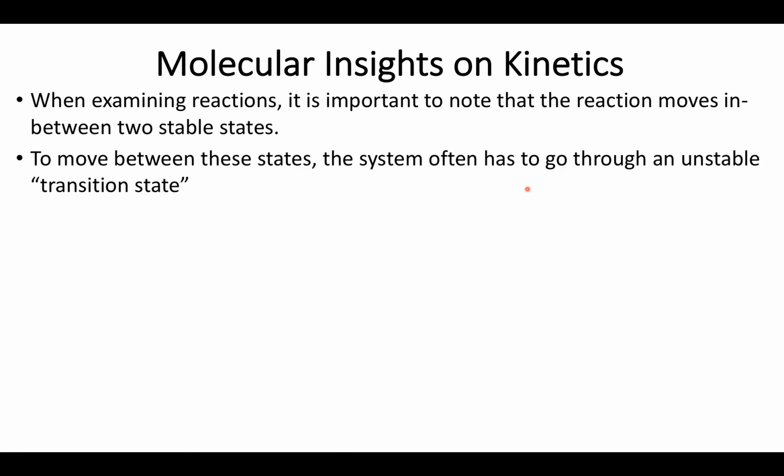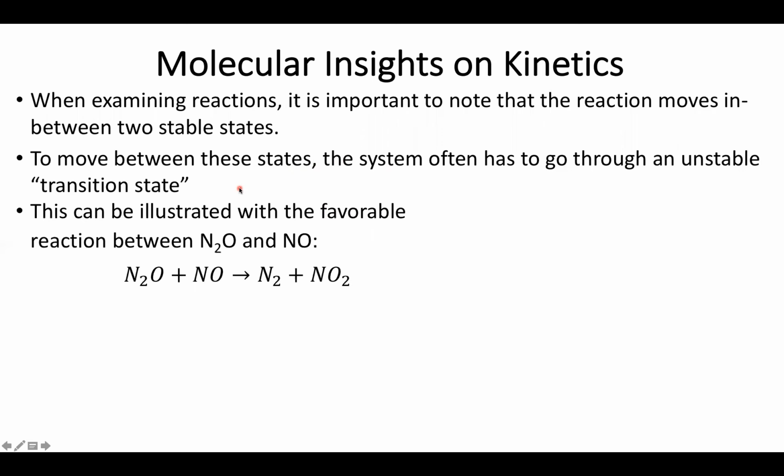However, since we know that a system is stable as reactants and stable as products, it means you have to go between the two, you have to go through some no man's land where nobody wants to be. So we call this region the transition state. We can go ahead and examine this if we look at the very favorable reaction of combining nitrous oxide with nitrogen oxide to form N2 and nitrogen dioxide.